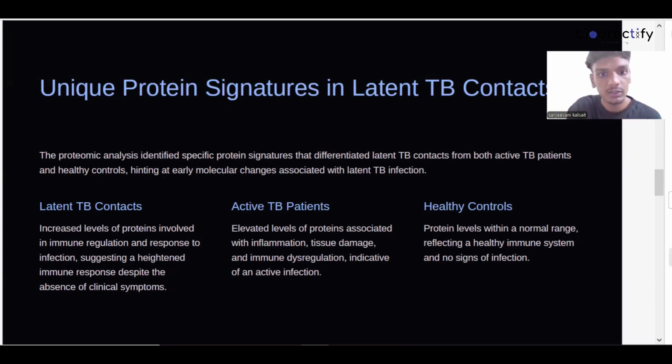Elevated levels of proteins associated with inflammation, tissue damage and dysregulation, indicative of an active infection. Last is healthy control. Protein levels are within a normal range, reflecting a healthy immune system and no sign of inflammation.